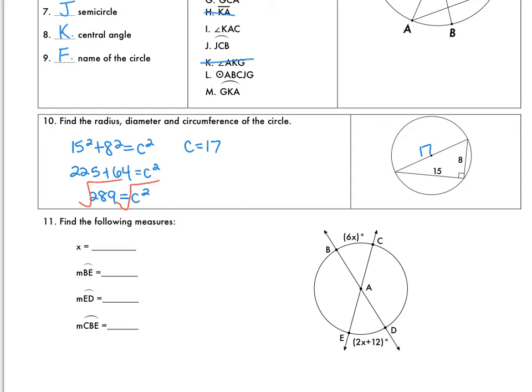So we said the diameter is 17. The radius would be half of that, so that's 8.5. And the circumference, let's put it in terms of pi and give a decimal approximation. It's diameter times pi, so 17 pi, or if we put that on our calculator, we get approximately 53.4. And it's just units because we were not given a unit of measurement.